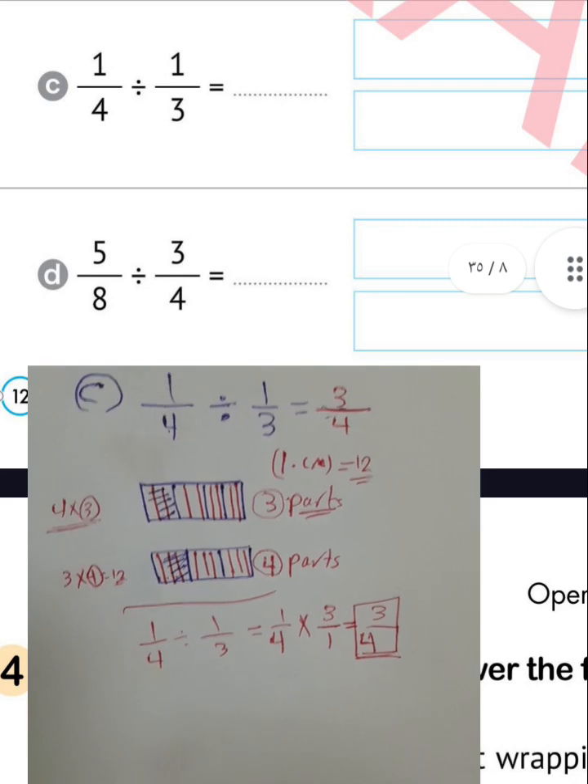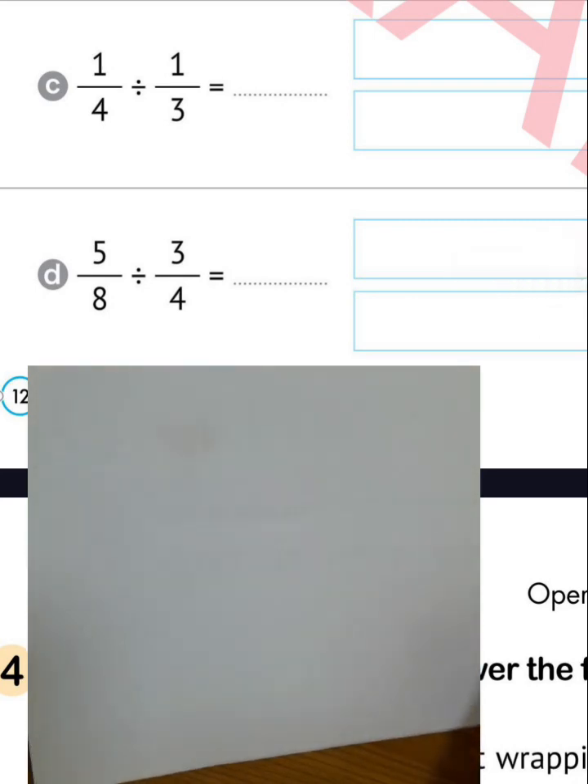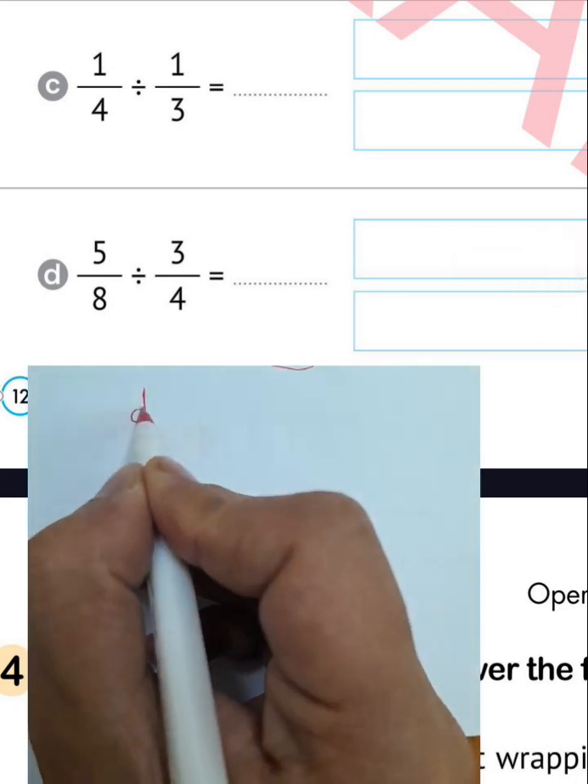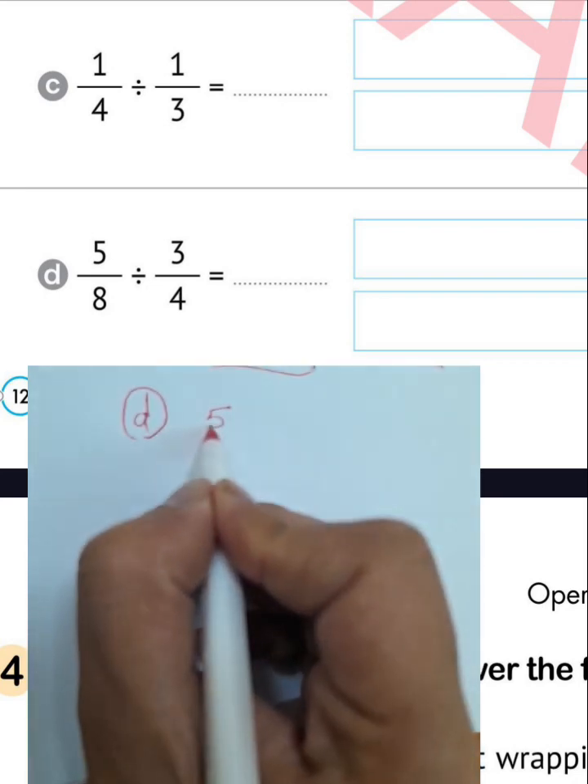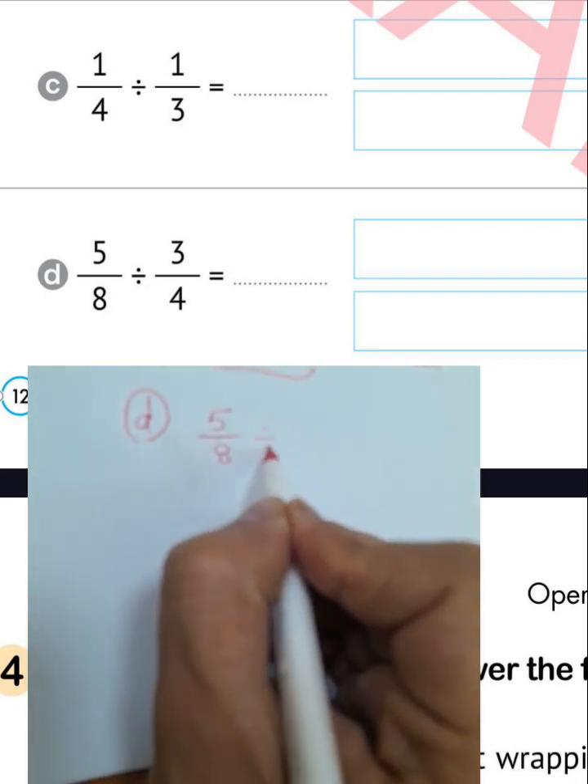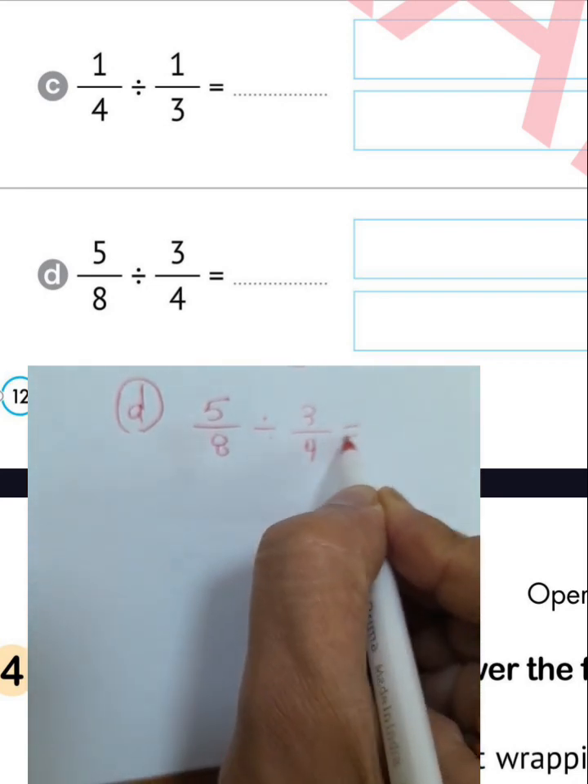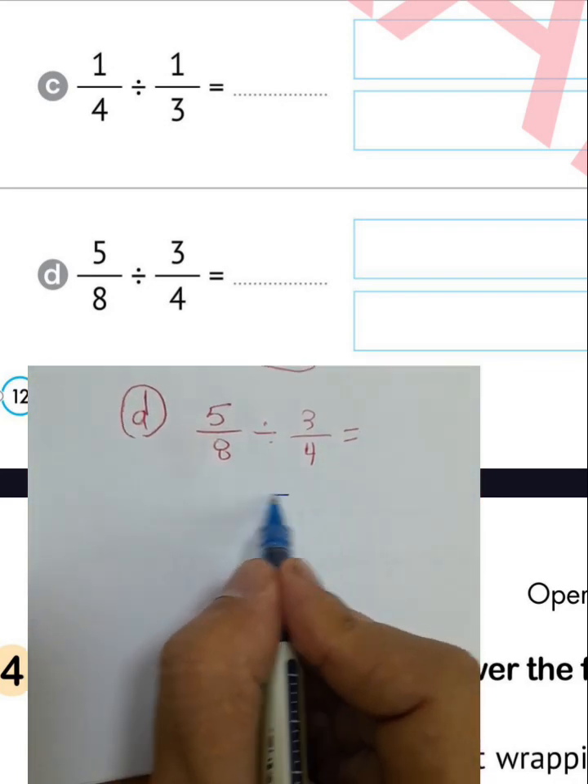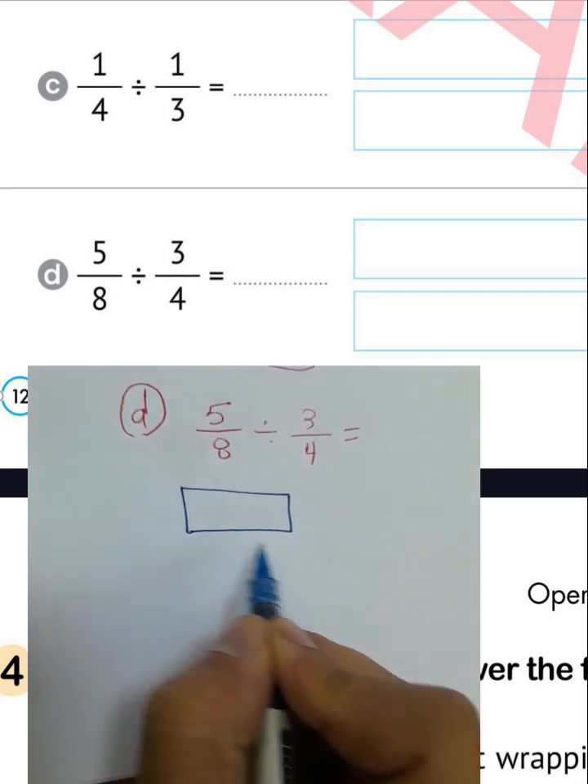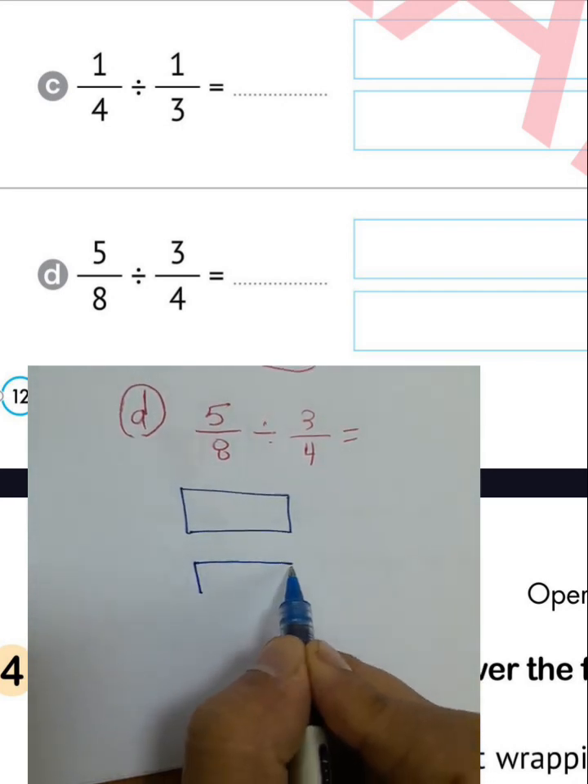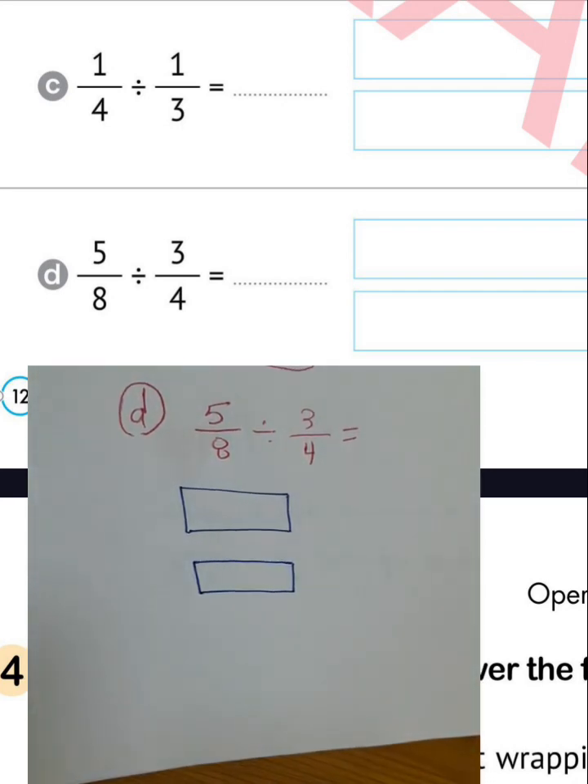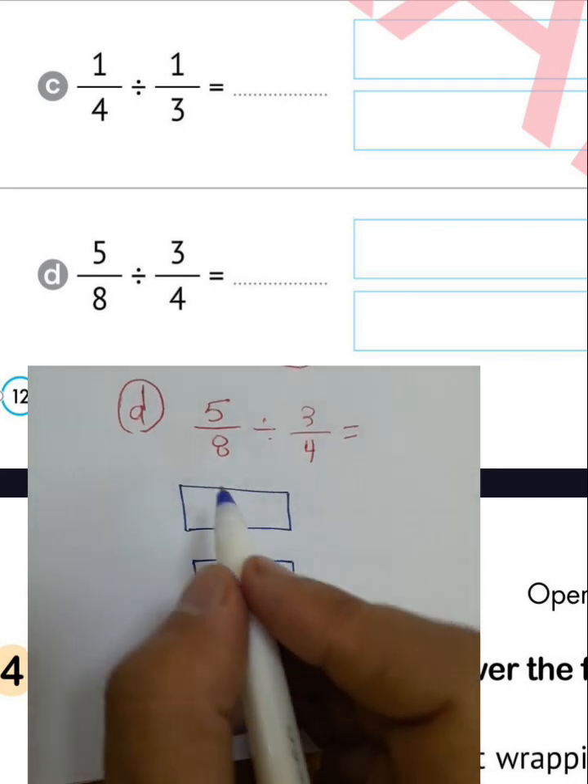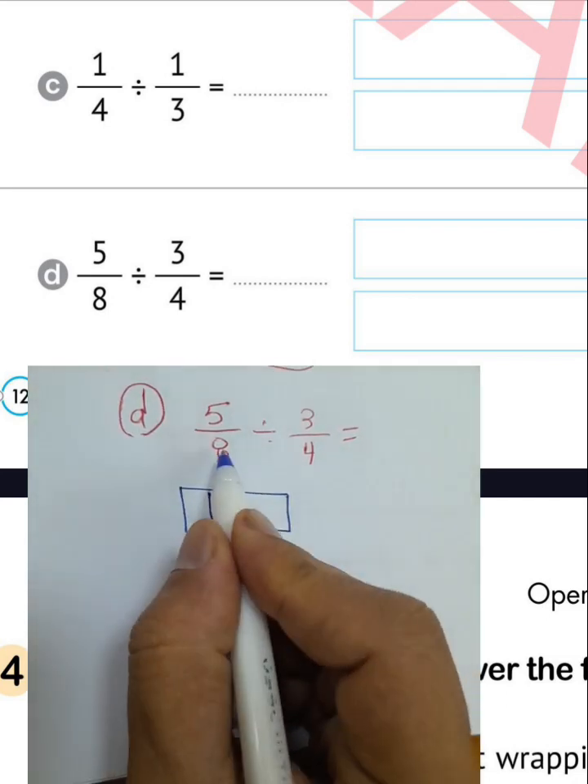Letter D. Five over eight divided by 3/4. We will draw two typical models and divide each of them into 8 parts. Here, 8 parts and 4 parts.